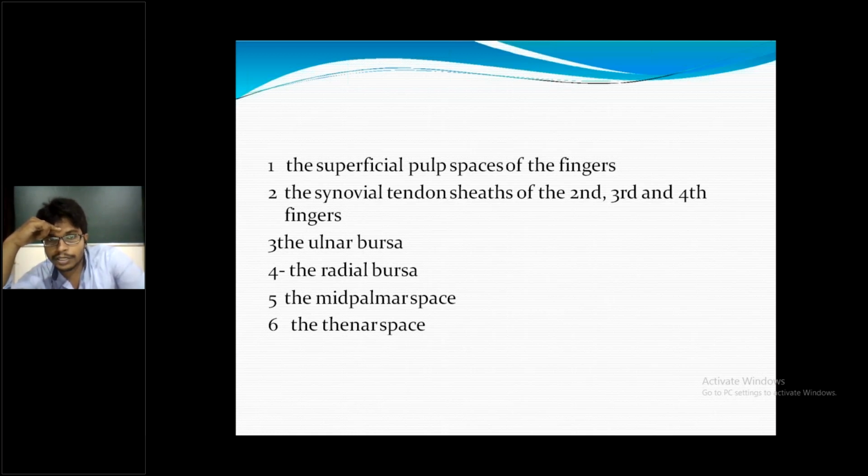You may know all these in anatomy dissection classes. Superficial pulp spaces of fingers. What is the infection in these pulp spaces of fingers? In synovial tendon sheaths of the second, third, and fourth fingers. Ulnar bursa, radial bursa, mid-palmar space, thenar space.